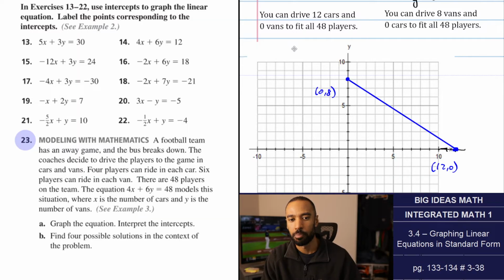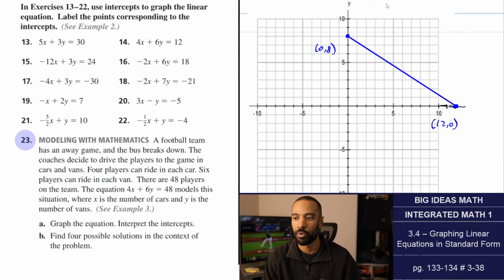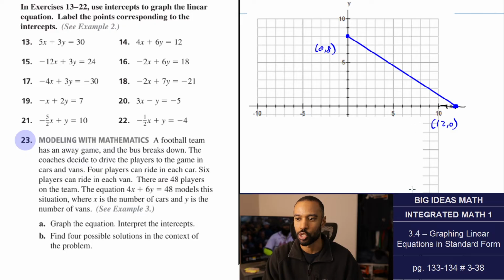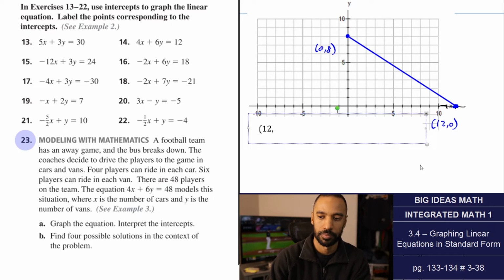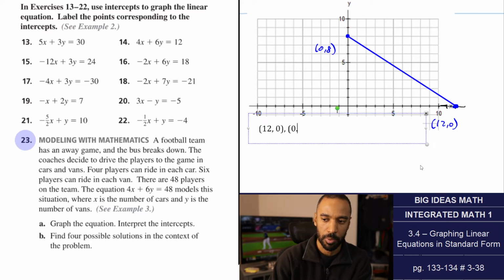Part B, find 4 possible solutions in the context of the problem. So I actually already have 2 solutions. The 2 solutions that I have are 0, 8 and 12, 0. Technically, we didn't interpret those parts in part A as solutions. We interpreted them, but we didn't actually determine them as solutions. So on part B, 12, 0 is one solution. 0, 8 is another solution. And remember, we already interpreted these.